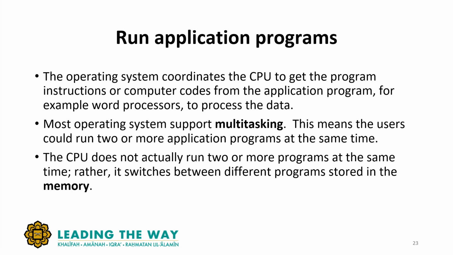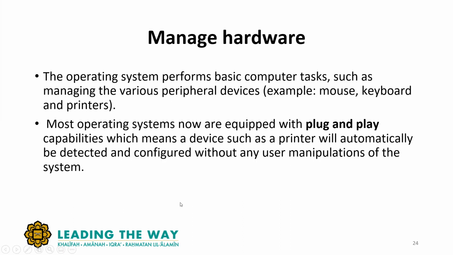Most operating systems can multitask by running many applications at once, or have the ability to switch between different applications stored in memory. The program that you are currently working on is described as running in the foreground, while other programs are running in the background. Another function of the operating system is to manage the hardware.